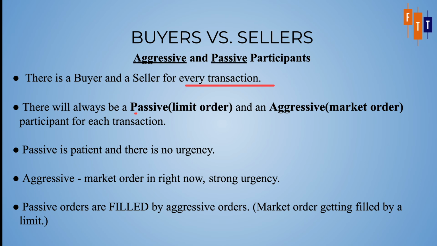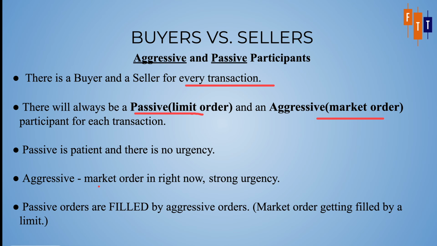All right, there's a buyer and a seller for every transaction. There will always be a passive limit order and an aggressive market order participant for each transaction. Passive is patient. There's no urgency. That means you're in Bitcoin at 50,000, and you put a limit sell at 100,000, and you don't care how long it takes, but you're going to leave your order there until it gets filled. You're a passive participant, a patient limit order.